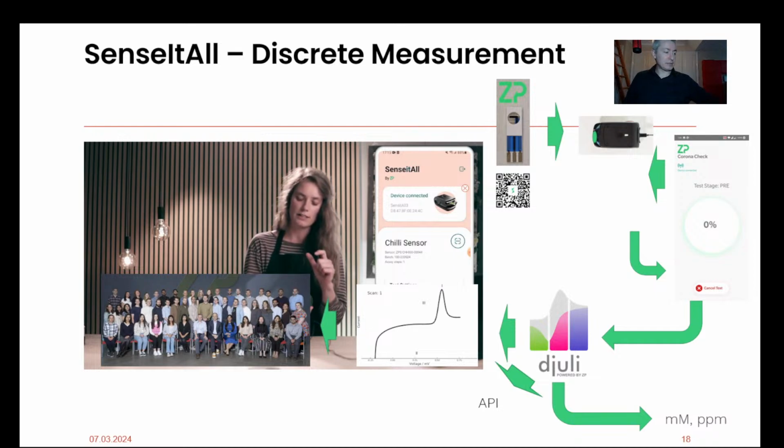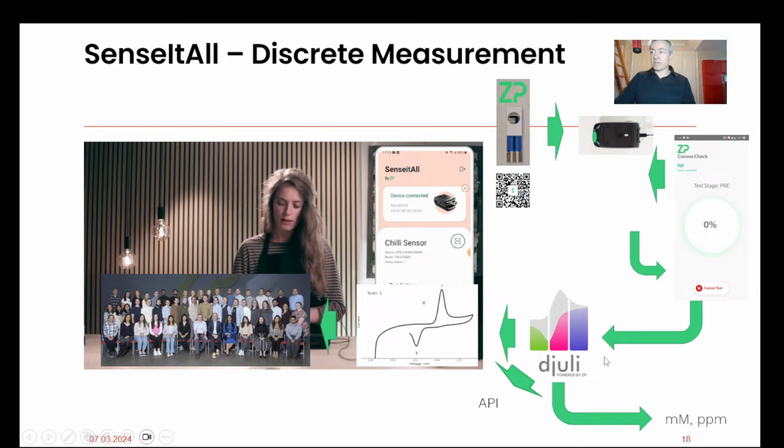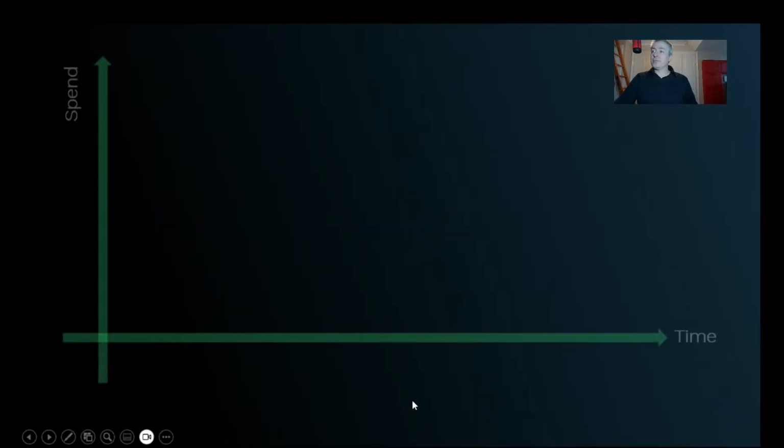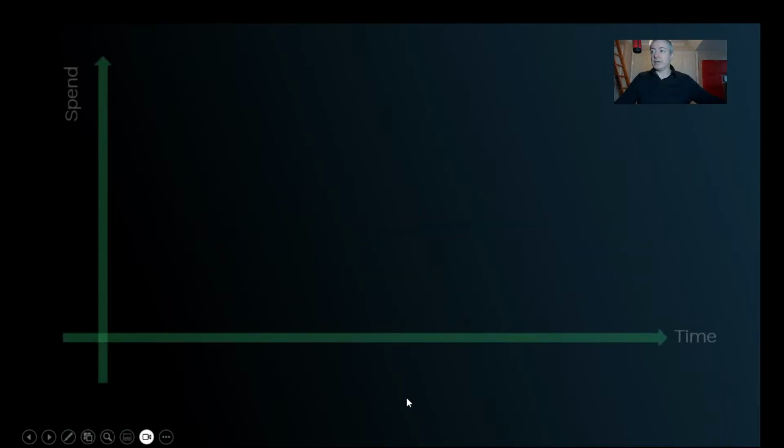Everyone's using Python these days, Pi, Arduino, but they've made it easier to do this kind of prototyping, but it doesn't actually add an awful lot of value. The value is really in getting the product to the market, that is where you start to add the real value, not the whole development cycle on the way there. We have a thing called the 2-year startup manifesto at ZP.